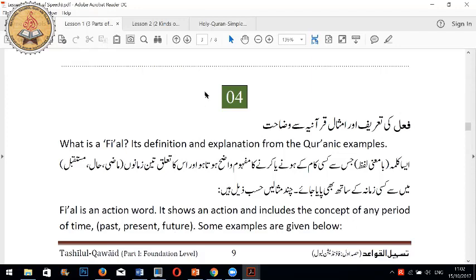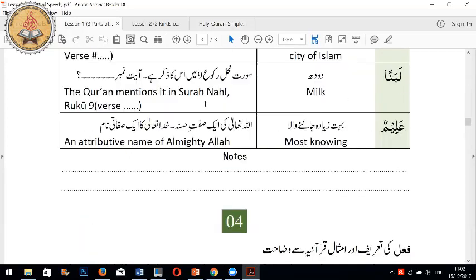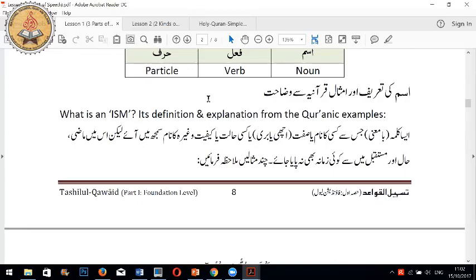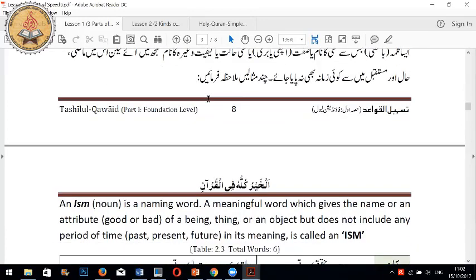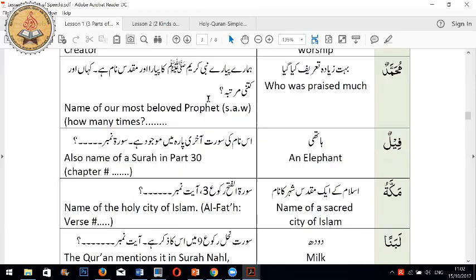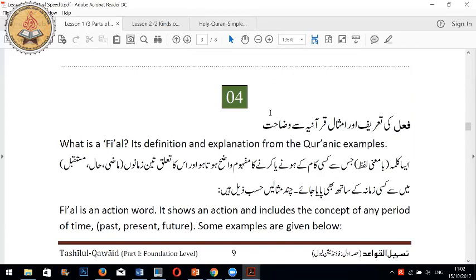In the last class on Thursday, we covered lesson 1, some basics up to point number 3. Okay, this is point number 3. We mentioned that the kalima in Arabic can be divided into 3 categories. Now we come to point number 4.